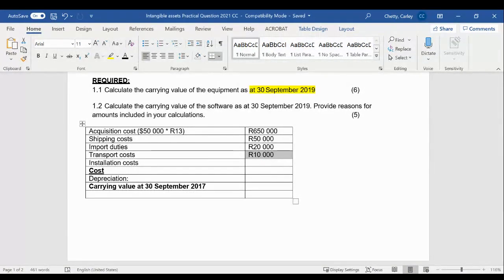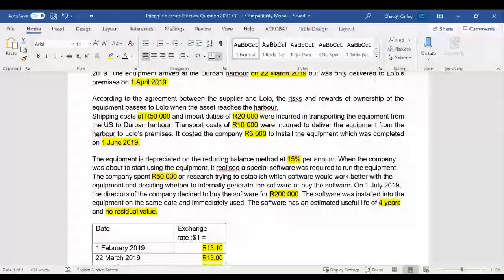Okay. And then the last cost that they told us relating to the equipment is the installation costs. So it cost the company 5,000 Rand to install the equipment, which was completed on the 1st of June 2019. So are we going to include this installation cost? Okay, correct. We obviously have to install the equipment. If the equipment is not installed, it means that it may not be used. So it is a necessary cost that needs to be incurred. So we are going to include it in the cost of our assets.